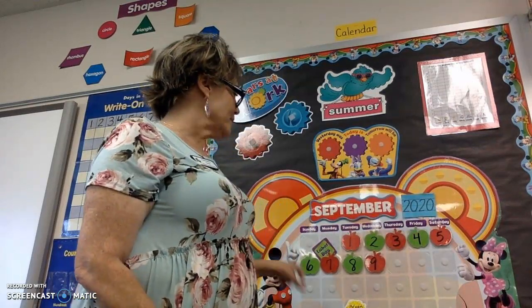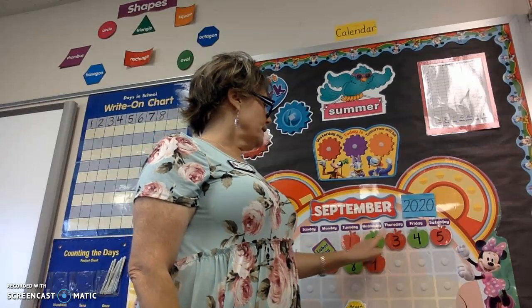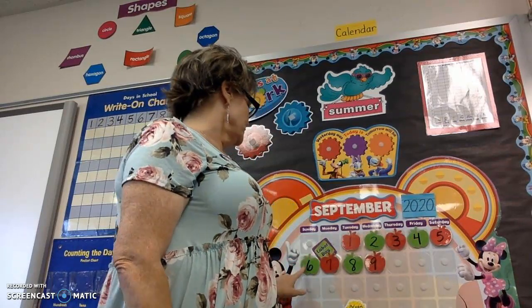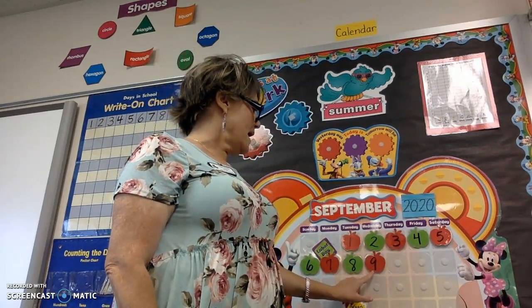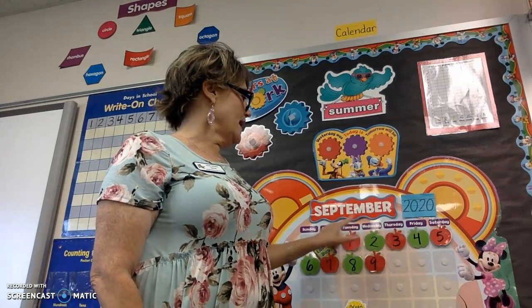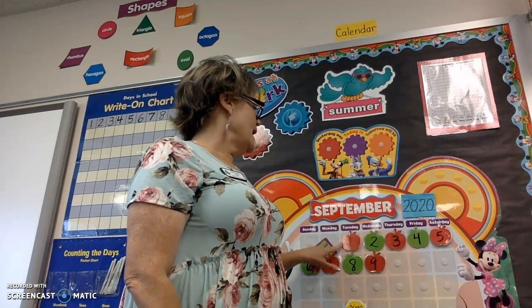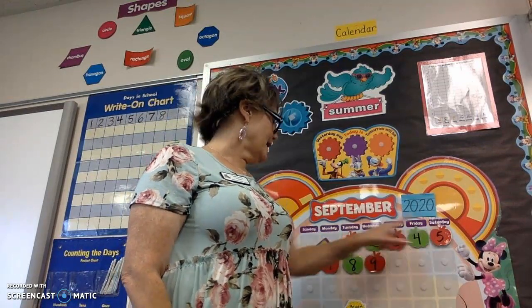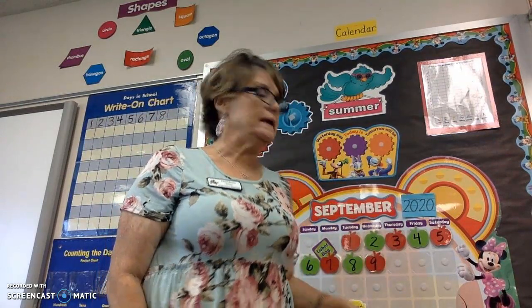Okay, let's look at our pattern. We have red, green, red, green, red, green, red, green, red. I wonder what color tomorrow will be. Remember, all the red ones are A, all the green ones are B. So this pattern is A, B, A, B, A, B, A, B, A. Wonder what will be tomorrow. What letter comes after A? B. So you think about what color tomorrow will be, and tomorrow we will see if you are correct.